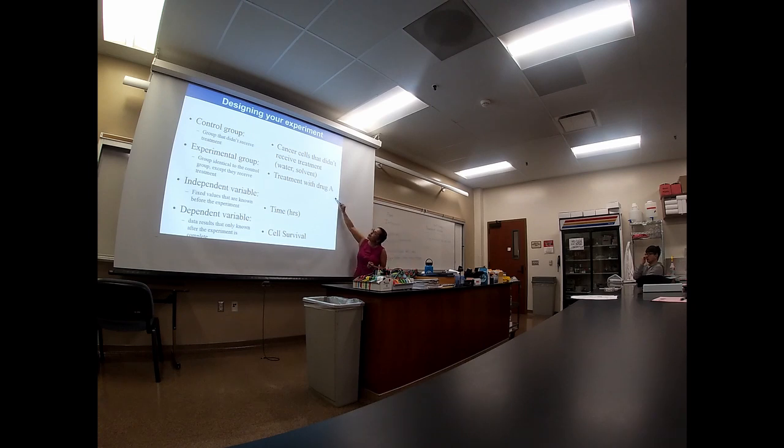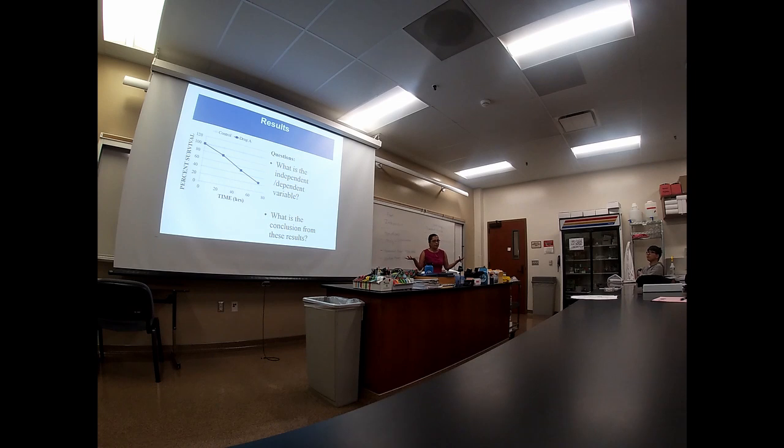The experimental group is the group that's going to get my drug, or drug A. Independent variable, I put time, but there are many other independent variables that go into the experiment. And then this could be either cell survival or cell death, depending on how you want to graph it out and look at it, okay? And so here are some sample results. This would be a typical graph that I would make after I did an experiment.